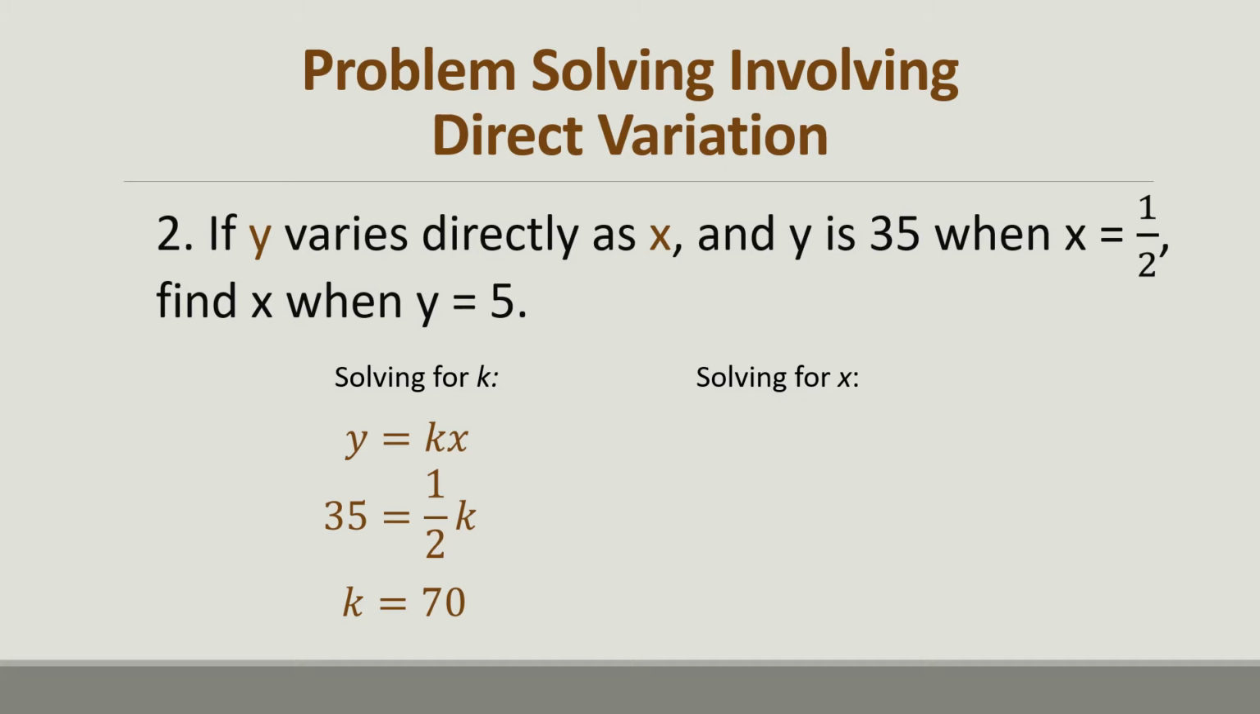Now that we have k, we can now proceed with solving what is really asked in this problem, and that is x. Okay, so we have to use the value for y in the last clause, and of course the value of k that we just solved. So again, we write the equation y equals k times x, and we substitute the values. So for y we have 5, and for k we have 70. Alright, and since we're solving for x, we have to divide both sides of the equation with 70. There you go. And after that, we can conclude that our x is equal to 1 over 14.